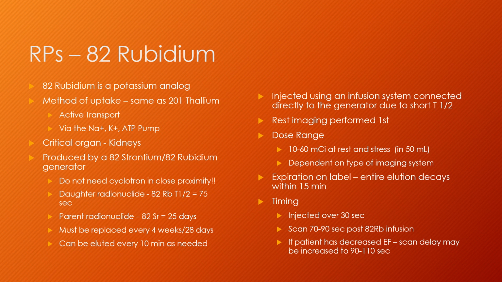The scan is about 70 to 90 seconds after the rubidium infusion. If the patient has a decreased ejection fraction or known congestive heart failure, then it is prudent to add a scan delay, and you would increase that time by about 90 to 120 seconds, just a minute and a half to 2 minutes-ish before you start your scanning. That will give it more time to clear from the blood pool and concentrate into the myocardium.